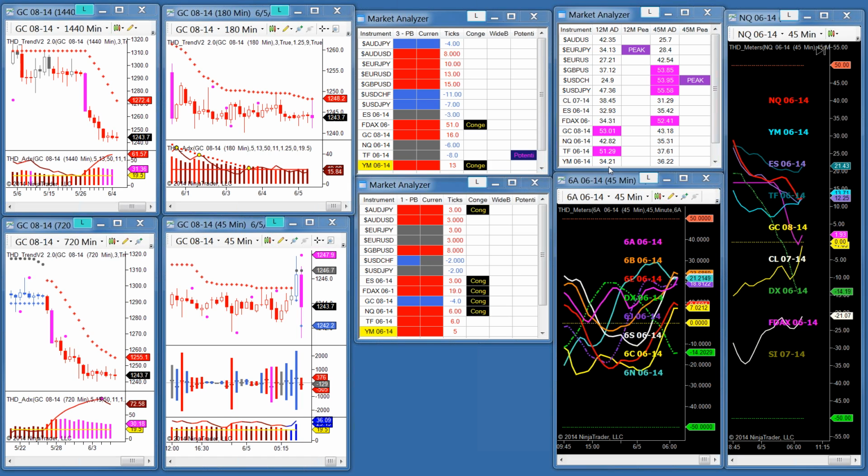So for example, on the Euro Japanese yen, we have a peak. Now I know this is not a magenta peak because this is not pink. Whereas on the USD Swiss franc, it is magenta in color. It has the word peak. So I know to expect a retracement back to the ATR on the USD Swiss franc.